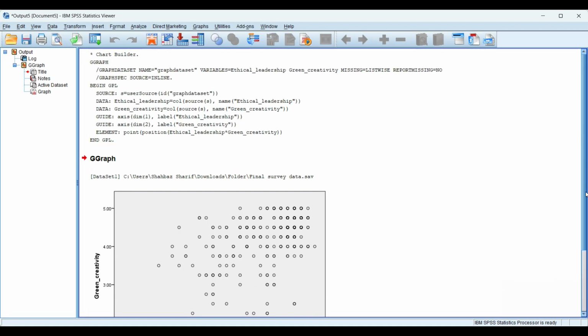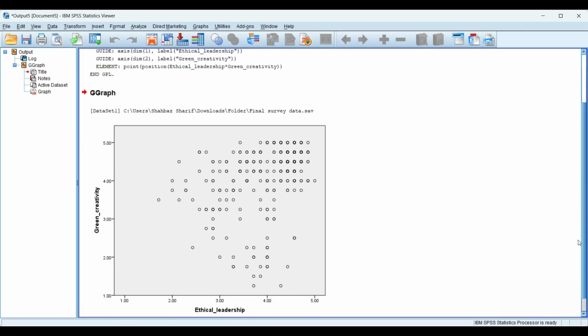The scatter plot shows approximately a positive linear relationship between ethical leadership and green creativity, with no obvious curvature or extreme outliers. However, some clustering is visible at the maximum green creativity score. Heteroscedasticity can't be determined from this chart, because here we only see the pattern between green creativity and ethical leadership. So next, we check the heteroscedasticity assumption in linear regression analysis.